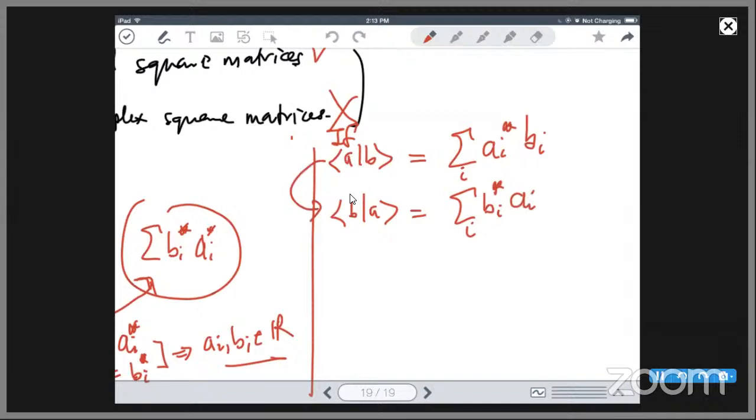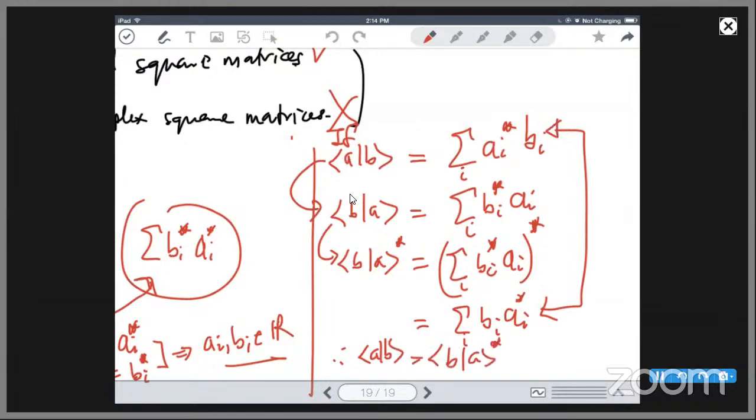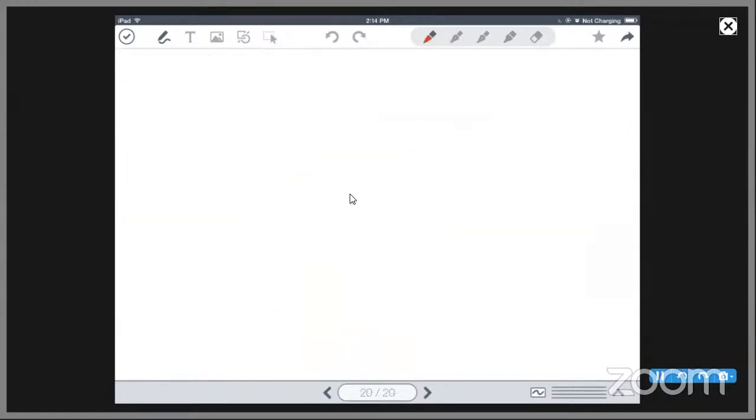So you see, if I now do a star of this one, that's the complex conjugate of this one. If you take the complex conjugate of the complex conjugate, you get the same thing back, AI star. You see, this and this are the same. So in this case, AB is the same as BA star. So that suggests that it could be a scalar product. Okay. So you need to do the other two tests to check whether it's a scalar product or not.